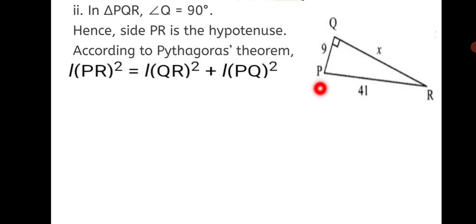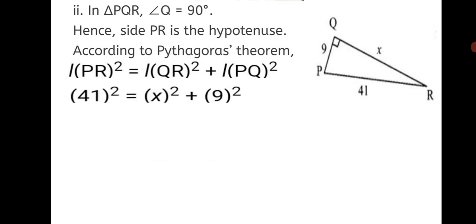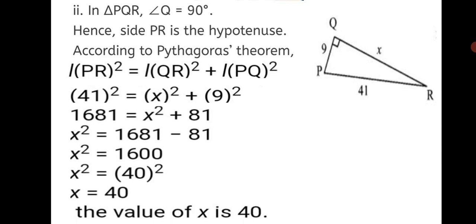Now we will substitute these values. We know PR here, so we will write 41 square instead of PR. 41 square is equal to, how much is QR? X. So x square plus, how much is PQ? 9. So 9 square. Once you get 41 square is equal to x square plus 9 square, we want to find the x. So we will solve further. 41 into 41 you get 1681 is equal to x square plus 9 square is 81.